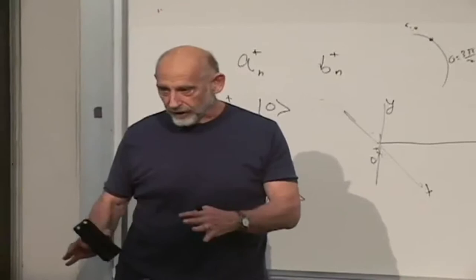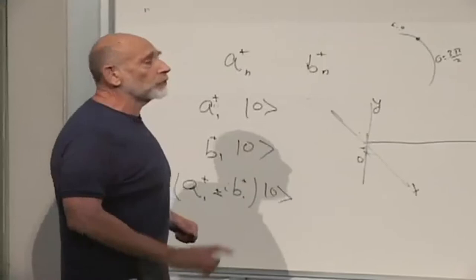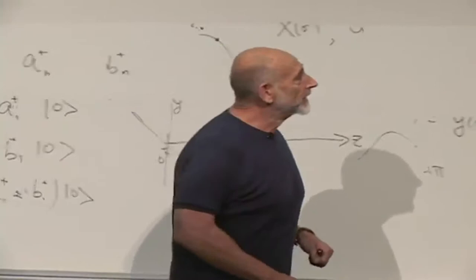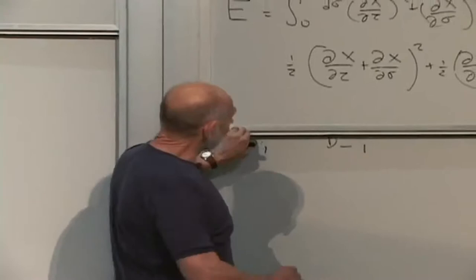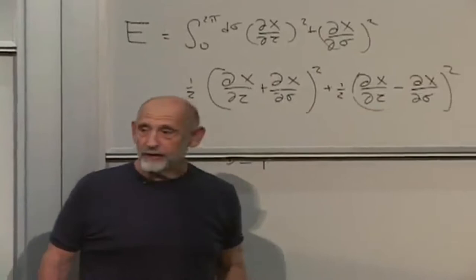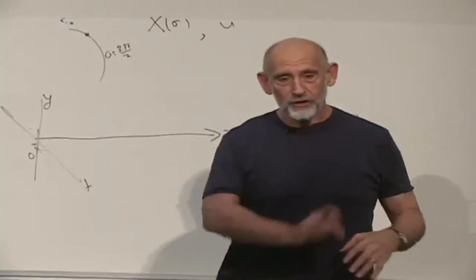But I'm going to tell you what the rule is. I'm going to tell you a rule, and then we'll try to figure out why it's the rule. The rule is called level matching. And level matching says that the right moving energy and the left moving energy must be the same. Now, you ask me why. Why does the total amount of energy going around to the right have to be the same as the total amount of energy going to the left?